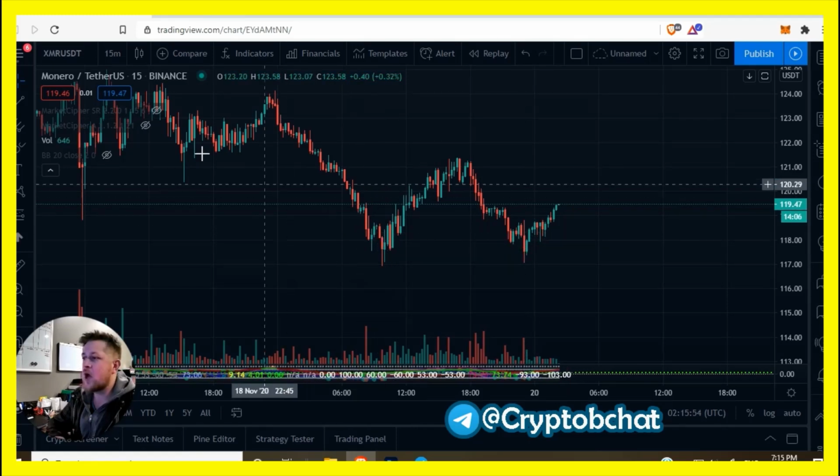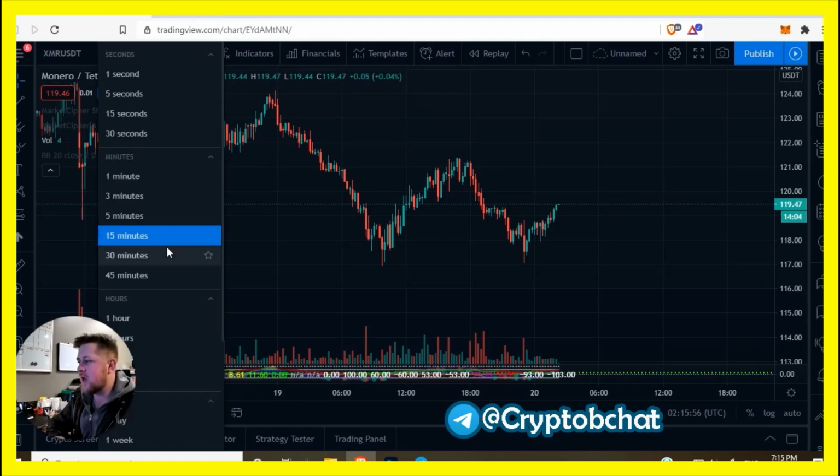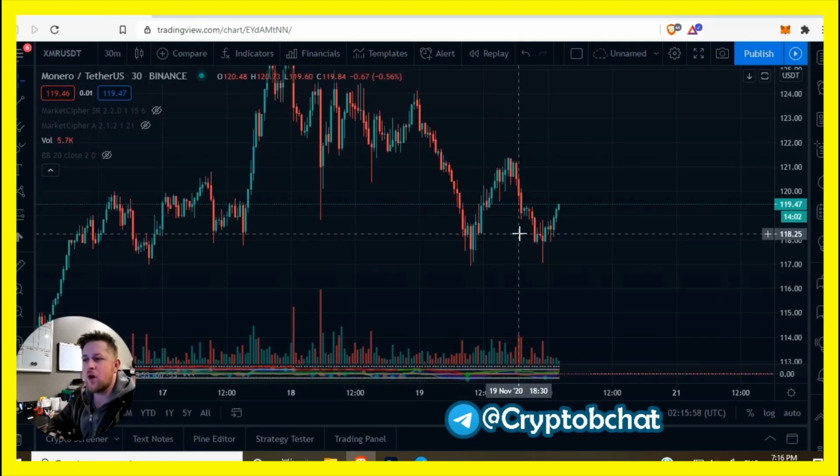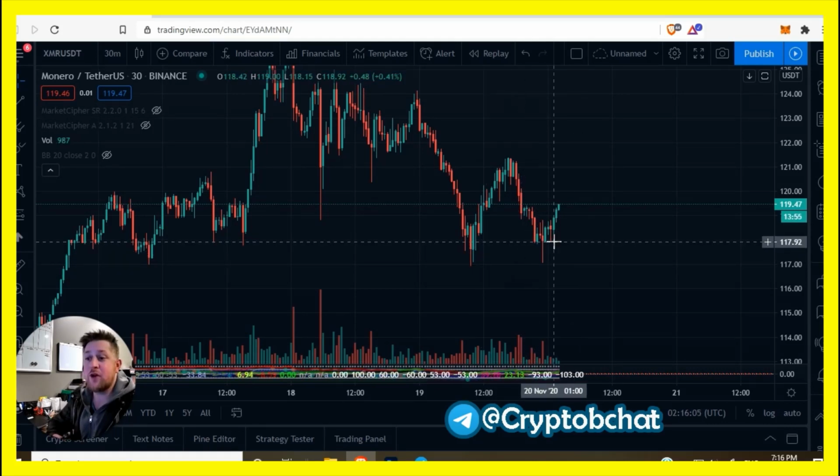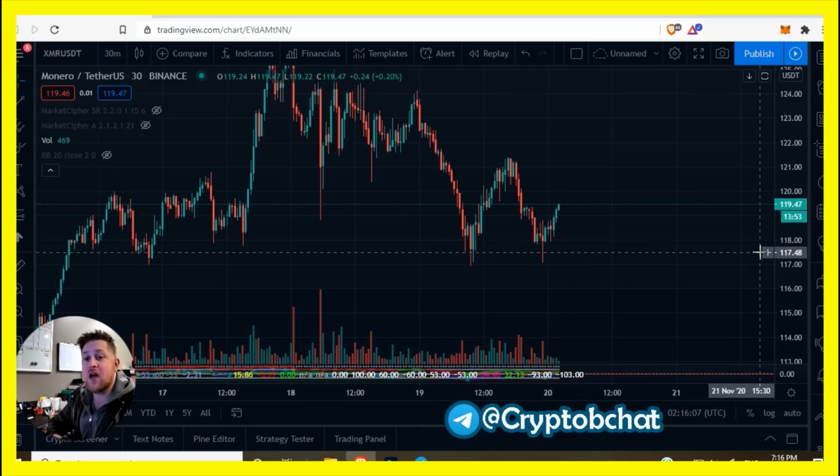And then if you move up to your 30-minute chart, every one of these candles is the time frame that you have chosen, right? So every one of these candles is 30 minutes, and always on the right hand side you can see the timer, and that timer is when that candle closes, guys.